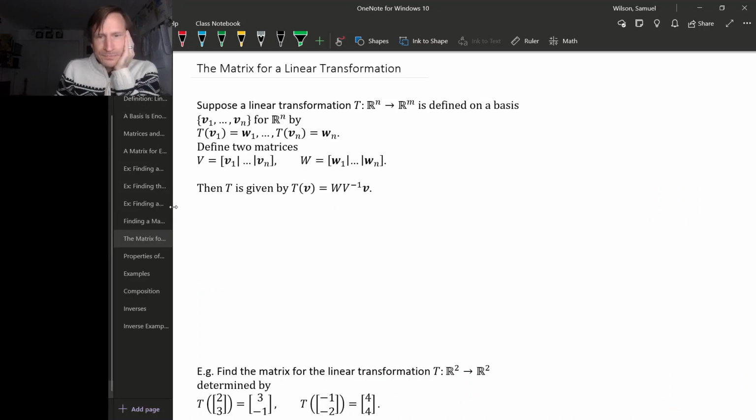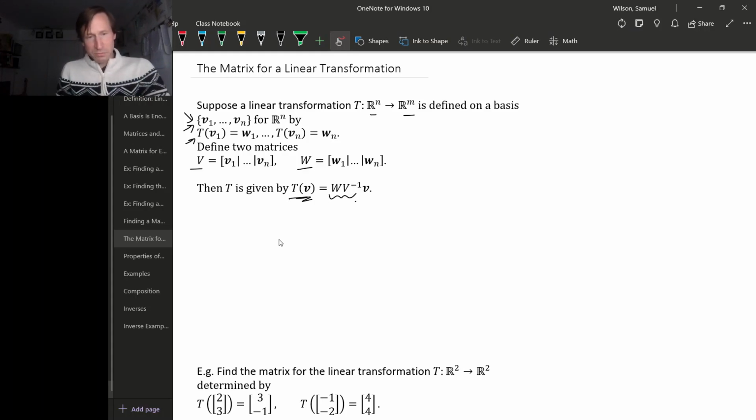That's pretty slick. So here's what we worked out. Right. If we have a linear transformation from Rn to Rm, and it's defined on a basis, and this can be any basis, doesn't have to be the standard basis for Rn. And if you know the outputs of this linear transformation for these basis vectors, then form the matrix V and W, just by cramming all these things as columns into a matrix, then the linear transformation is given by multiplication by W times V inverse. Right? That's what we just proved. So that's pretty slick.